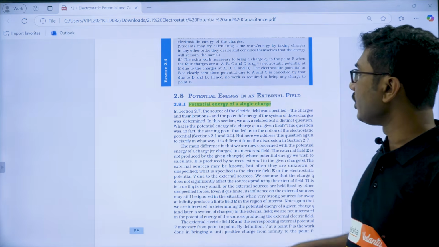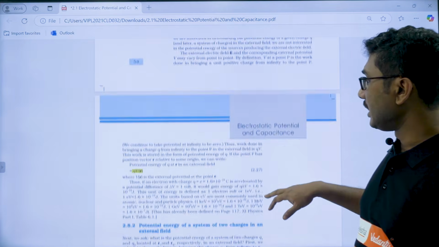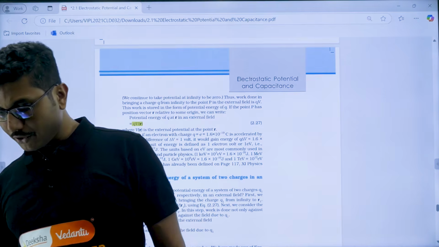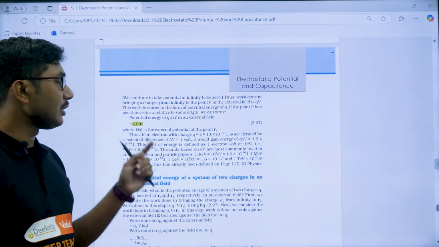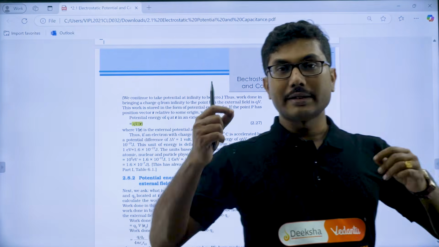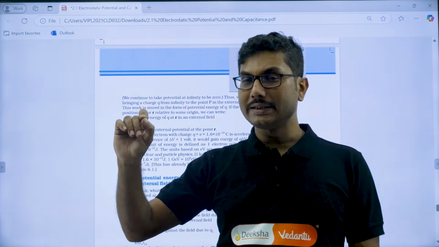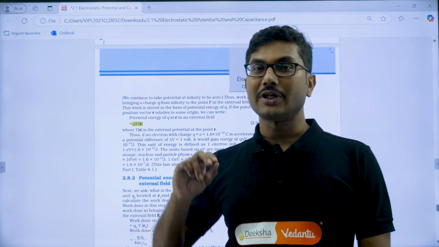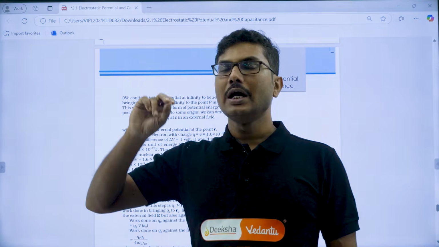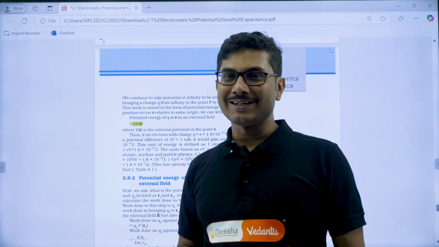Now, potential energy of a single charge. Potential energy of a single charge is what? Q into V. I mentioned already once that potential energy of a single charge is basically Q times V. So, suppose you have electric potential known for a point, and if you take a single charge and place it at that point, then what will be the potential energy of that charge? The potential energy of that charge will be V into Q. So, we defined V as potential energy by Q, right.